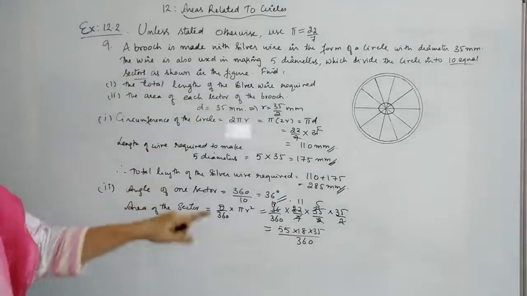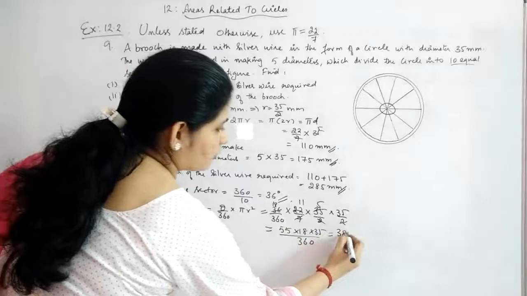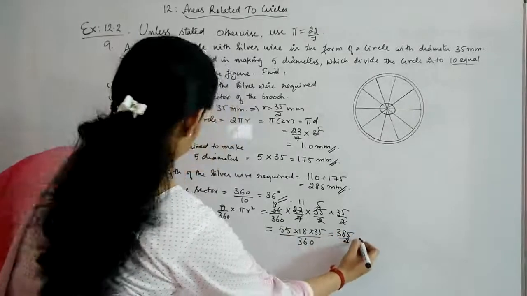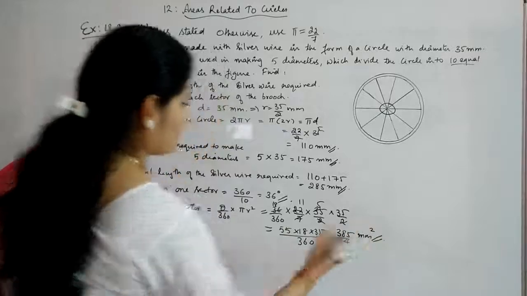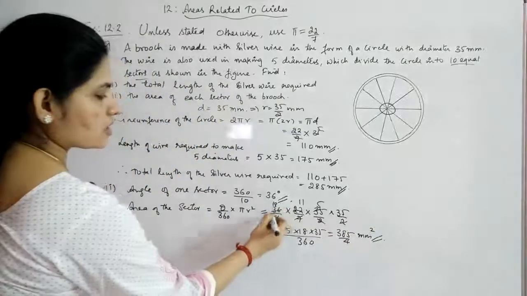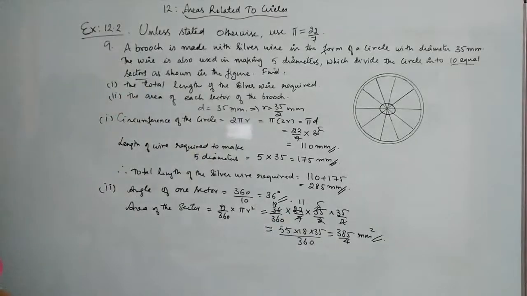Again cancelling, you will get 385 by 4. Area, it is mm square. Here again you can just make it as 10 also, right? So simplifying, you will get 385 by 4 mm square.